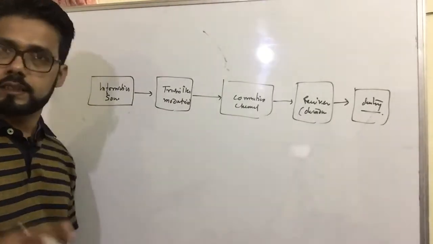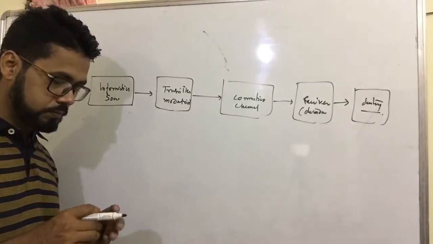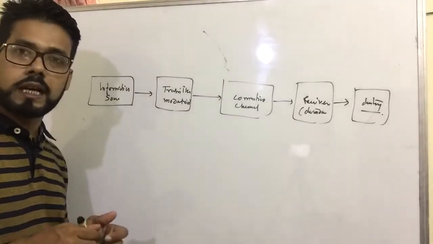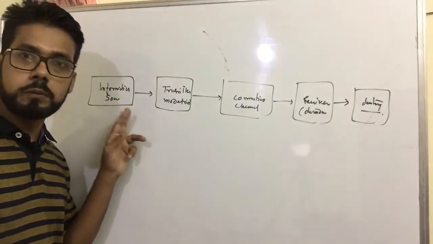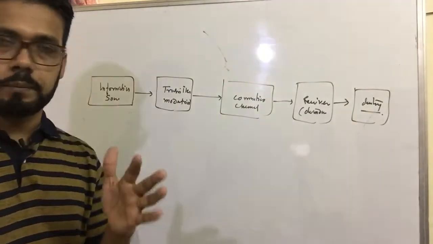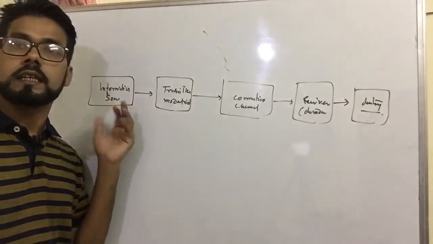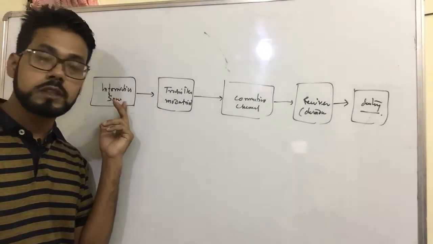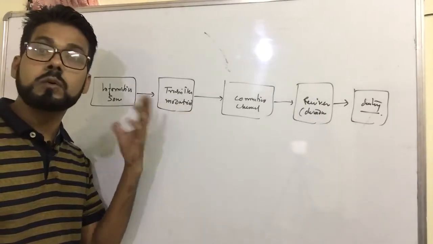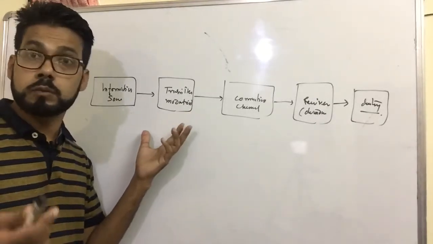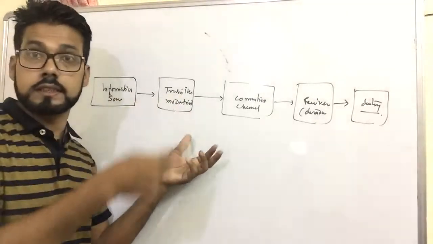First one, it may not be visible, but I am telling you this is the information source. Information from the source is sent to the transmitter. In the transmitter, modulation is also there. Why modulation is important, I will tell you after finishing this part.